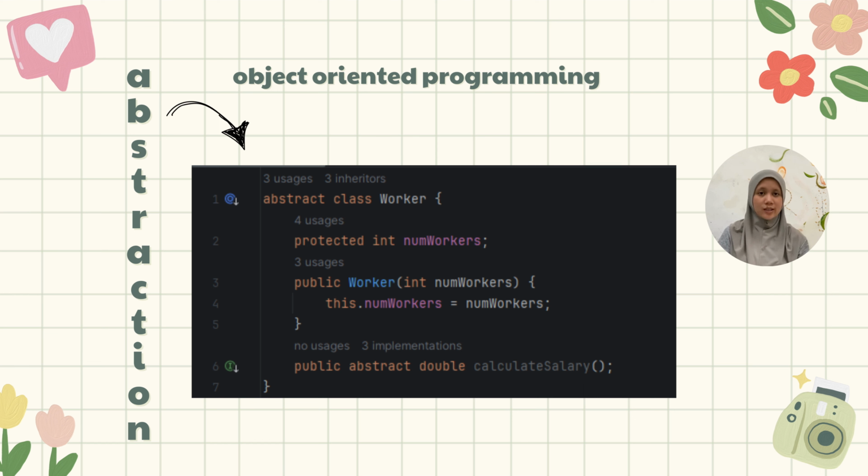The protected access modifier allows the variable to be accessed by some classes but not by classes outside the inheritance hierarchy. The class has a constructor that takes an int parameter numberWorkers and assigns it to the numberWorkers instance variable. The constructor does not have any additional logic or functionality. The class has an abstract method calculateSalary. Abstract methods do not have an implementation in the abstract class and must be overridden by any concrete subclass that extends Worker. The calculateSalary method returns a double value, but the specific logic for calculating the salary is not defined in the Worker class.